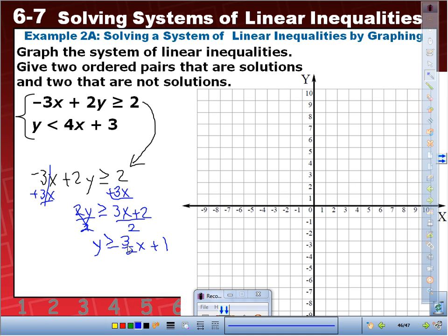What information do I need here to graph? My y-intercept, which is 1. There it is. And the second thing that we need to plot points is our slope. What is our slope? 3 over 2. So 2 to the right, and 3 up. Here we go. 1, 2, 3, 1, 2. And we repeat that for more points.